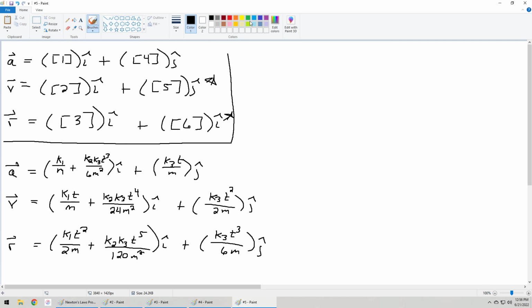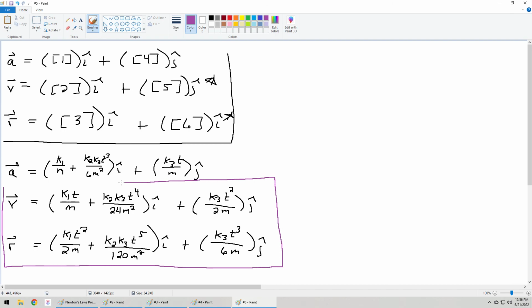So here is the final answer for this particular problem. The two vectors as a function of time for the velocity and position are what I boxed here in purple. This one and this one. That's it. Oof. 5 pages.